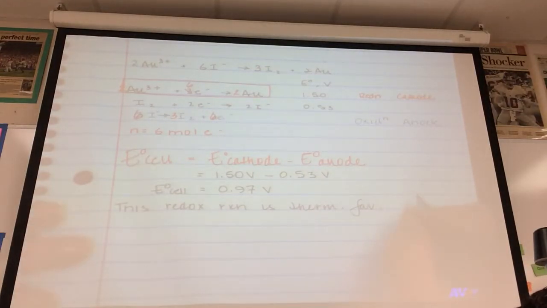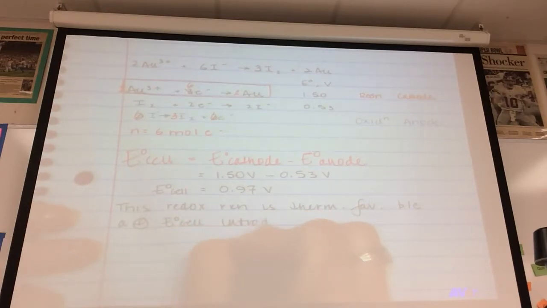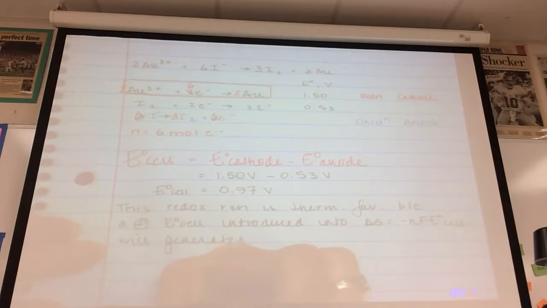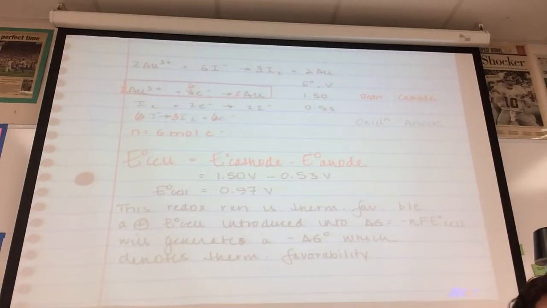This redox reaction is thermodynamically favorable because a positive E cell introduced into delta G is equal to negative nFE will generate a negative delta G, which denotes or represents thermodynamic favorability. In addition, if you have a voltaic cell, E cell will be positive, delta G must be negative for the reasons we discussed. And with voltaic cells, you do have reactions that run without any assistance. They are thermodynamically favorable.